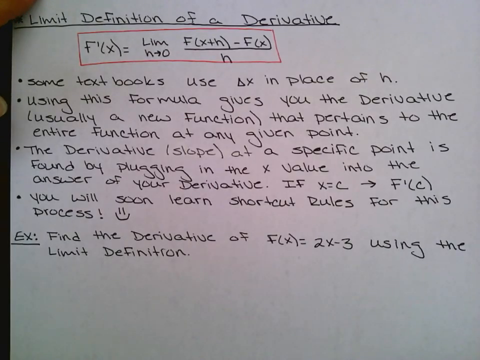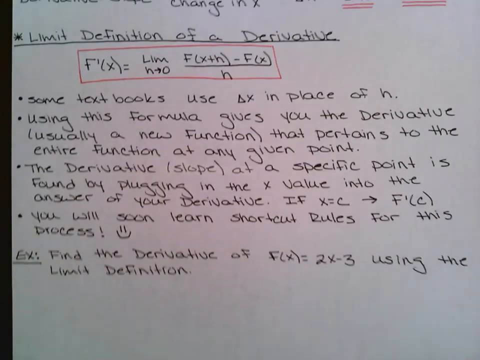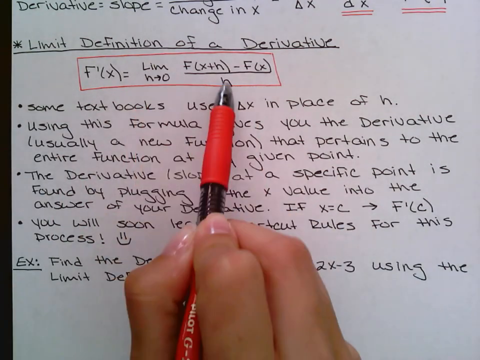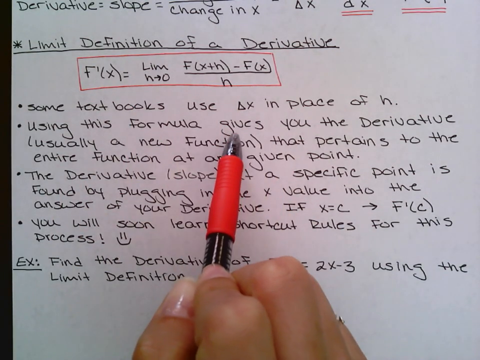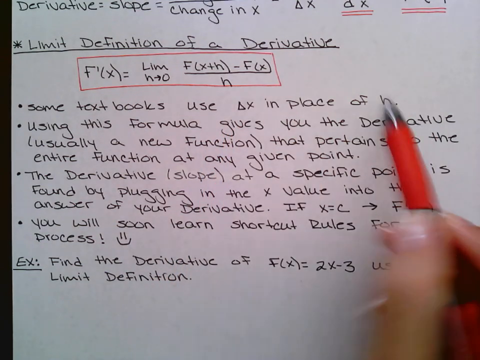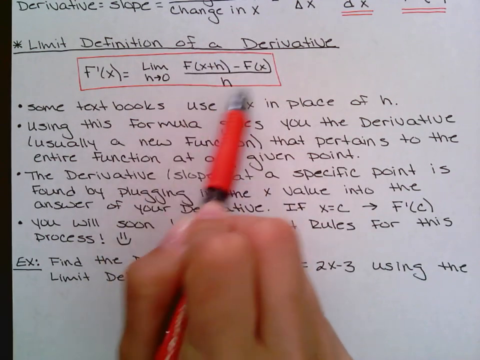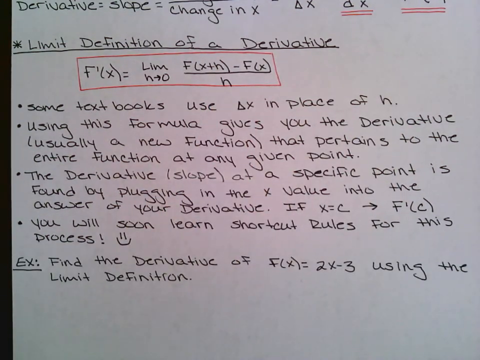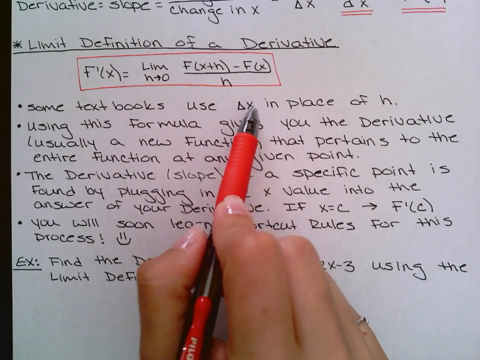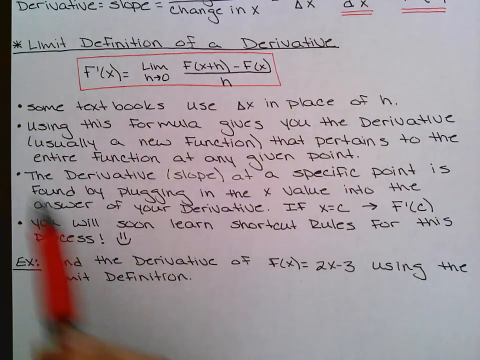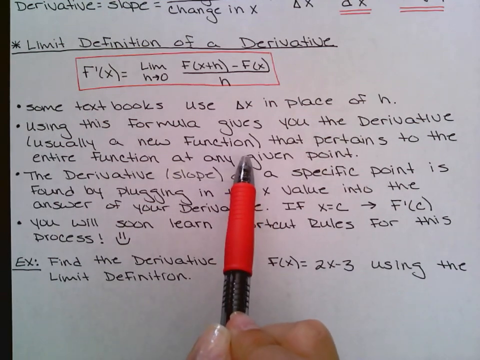So now, some reminders from last video. Some textbooks will use, instead of h, delta x. Because again, delta x is the change in x. I like using h because being that this process is going to get lengthy, it's a lot neater to see just a simple h in your work instead of these delta x's mixed in with the x's from the actual function. All right. So using this formula is going to give you the derivative.